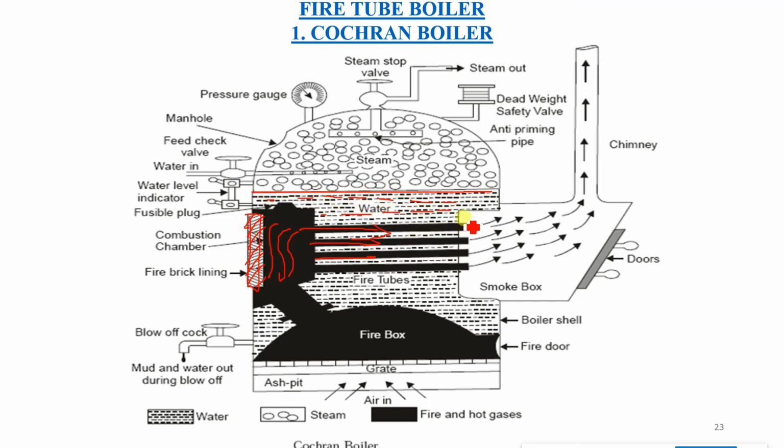Finally, the fire tubes are connected with a smoke box. The smoke box is connected to the chimney, and the flue gases flow outside through the chimney. The smoke box is also given a fire door to remove the ash.